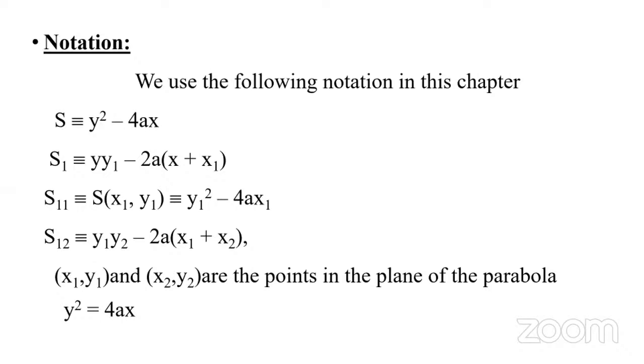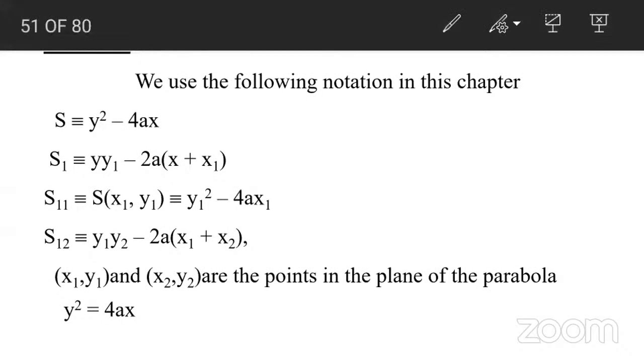So S12: one point is (x1, y1) and the other point is (x2, y2). Then y1 y2 minus 2a of (x1 plus x2). Here (x1, y1) and (x2, y2) are the points on the parabola y square equal to 4ax. These are the notations.